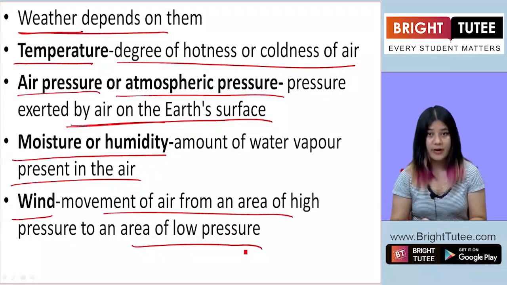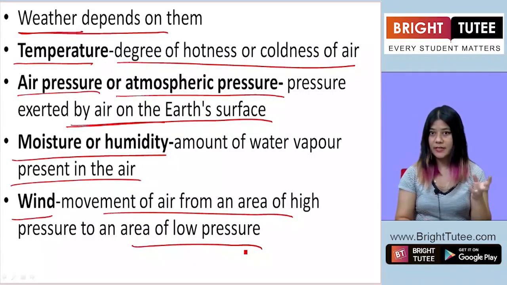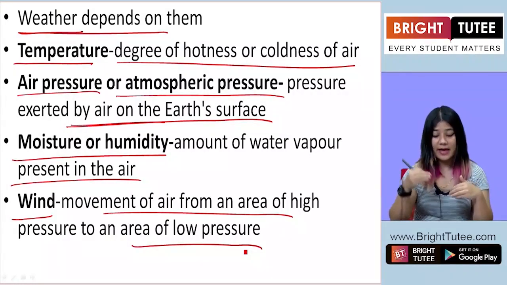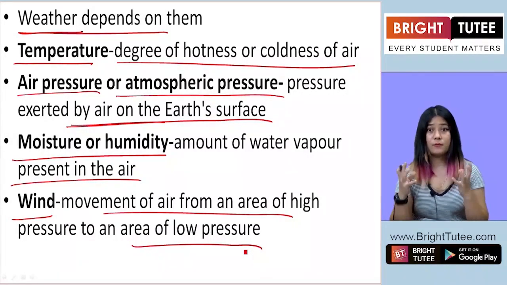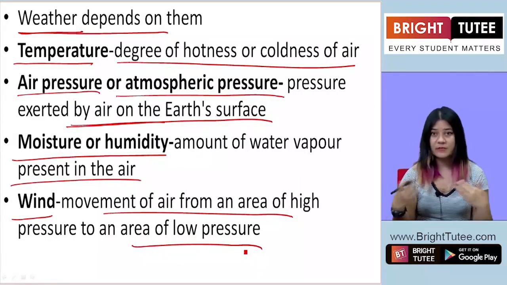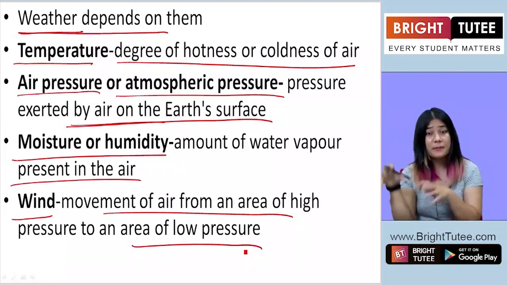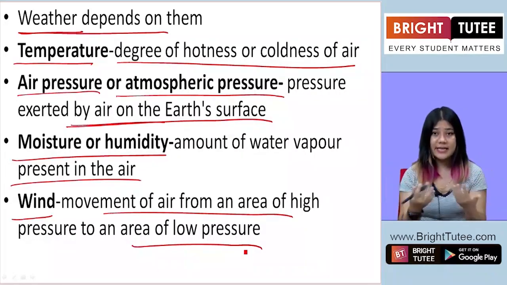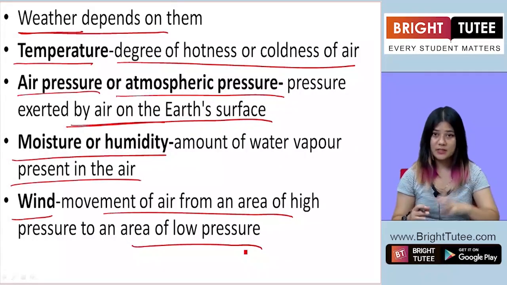Okay? So all these elements: temperature, which is the hotness and coldness of air; air pressure, the pressure exerted by air on the Earth's surface; moisture, humidity, the amount of water vapor present in the air; wind, the movement of the air. So these are the elements on which the weather depends, to record the condition or state of the atmosphere at one particular place at one particular time.